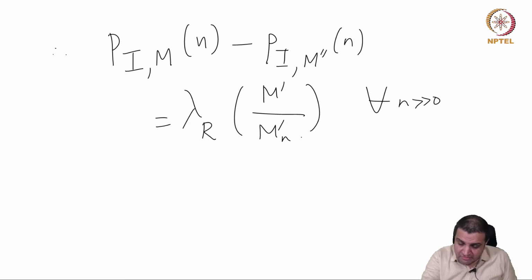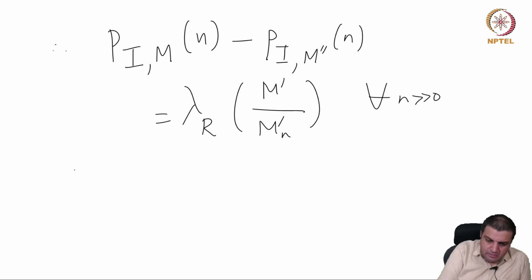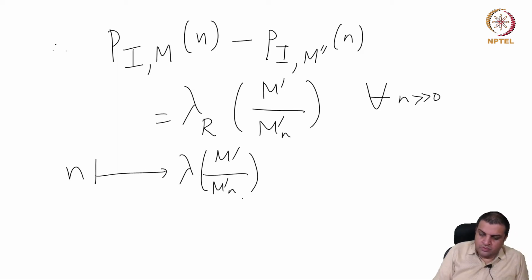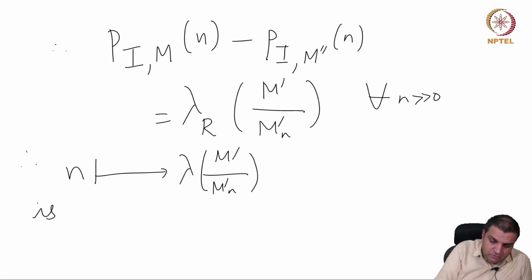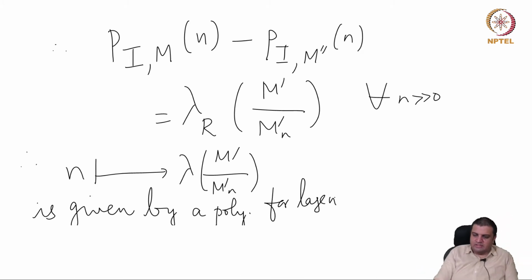However, this is the difference of the lengths, not the difference of the polynomials. So we get this. The conclusion is that this function, n mapping to this length, is given by a polynomial for large n. So exactly, sort of like a Hilbert function itself.